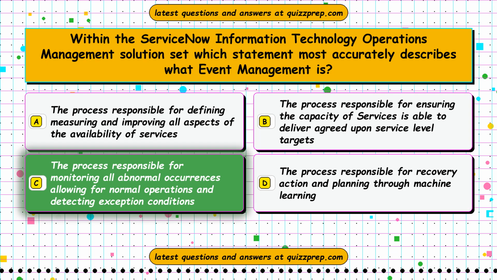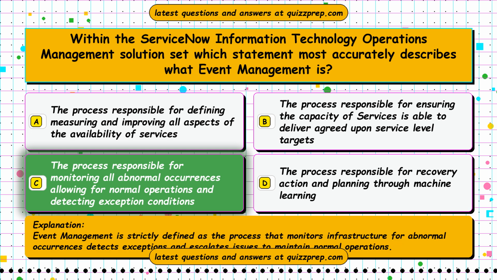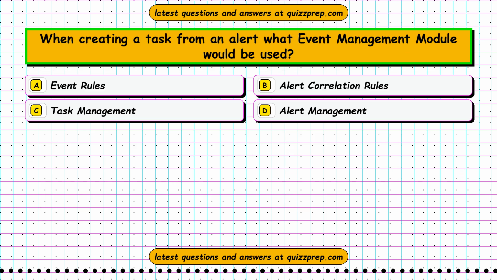The correct answer is option C. The process responsible for monitoring all abnormal occurrences, allowing for normal operations and detecting exception conditions. Event management is strictly defined as the process that monitors infrastructure for abnormal occurrences, detects exceptions, and escalates issues to maintain normal operations.